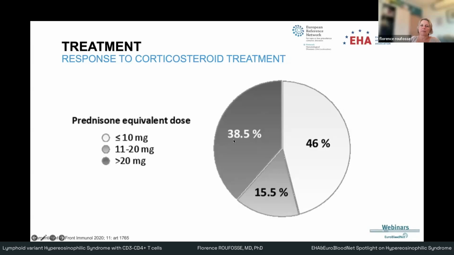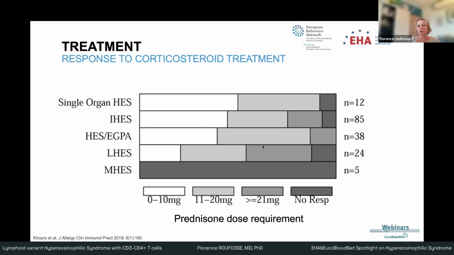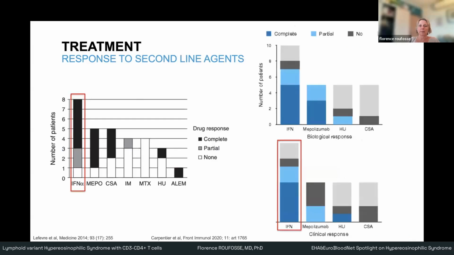This was just to illustrate the level of corticosteroid dependency. As you can see, more than half of patients require more than 10 milligrams of prednisone daily for disease control. This is our cohort, but this was also shown in the NIH cohort, which is also a very vast cohort of patients with various HES variants. And you can see here that among patients with L-HES, at least half of the patients needed at least 20 milligrams to be stabilized. So this is once again confirming the high level of corticosteroid dependency.